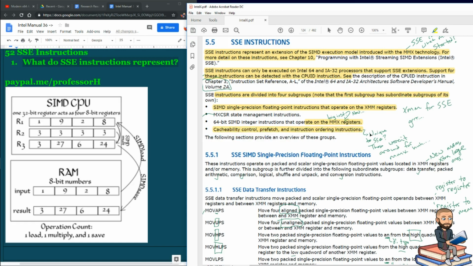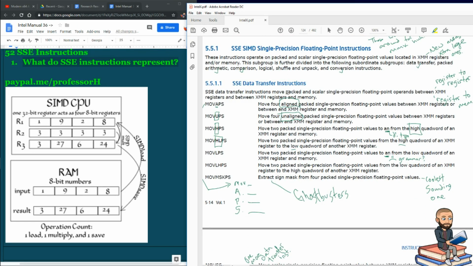Instruction ordering instructions. Well, to start with the SIMD single precision floating point instructions, these instructions operate on packed and scalar single precision floating point values located in the XMM registers and/or memory, and the subgroup is further divided into the following subordinate subgroups. These groups will look very familiar if you've been following along, because every time we come up with a new set of extensions, we have our data transfer area, an arithmetic area, always comparison, always logical. Right here is a little unique: shuffle and unpack. And then this last one with the conversion stuff; before with MMX, there was some conversion there as well.